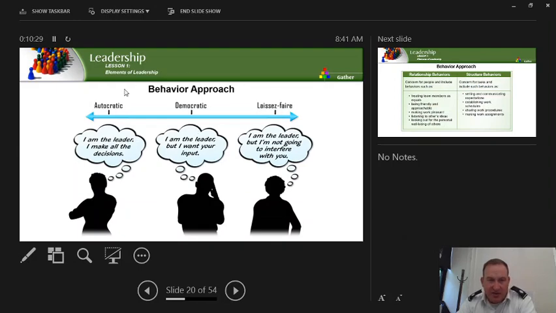Behavior approach. You know, autocratic, democratic, laissez-faire is a brief little phrase to help you remember what those are. You know, I am leader. I make all decisions. Very centralized, central focus. I don't know if any of you can think of a leader that acts that way. There's the democratic approach. I'm the leader, but I want your input.